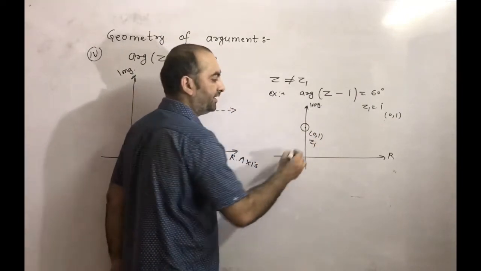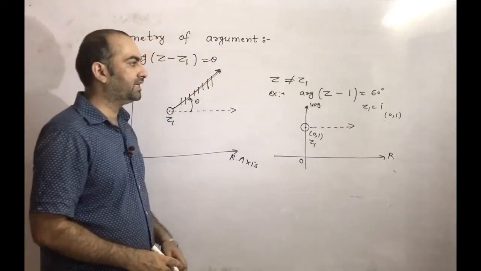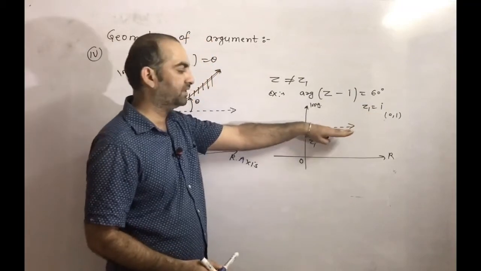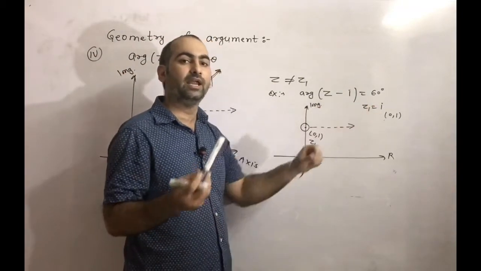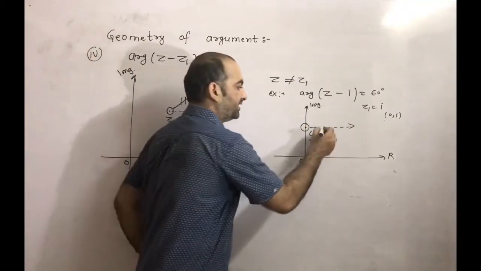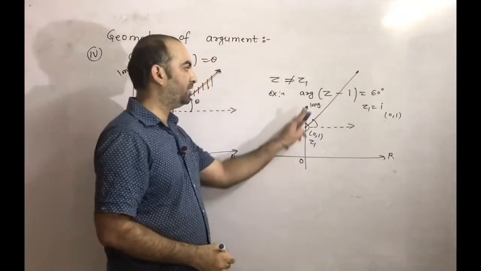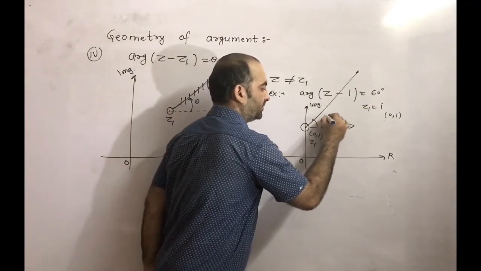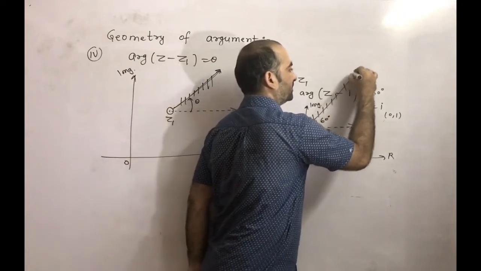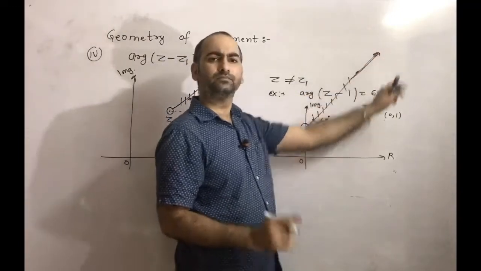First we will draw a line parallel to the positive real axis. Now this angle is 60 degrees. From this line we will take 60 degrees in which direction? In the anti-clockwise direction. Suppose this is 60 degrees. So from this line this will be your argument of z minus i equal to 60 degrees. So this is your ray. Z will lie on this line, in the direction towards this side.